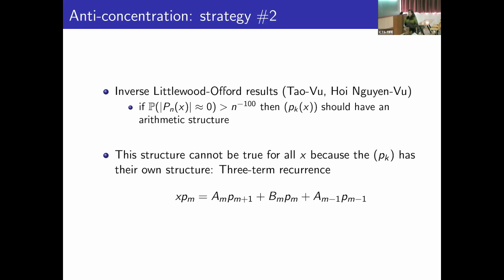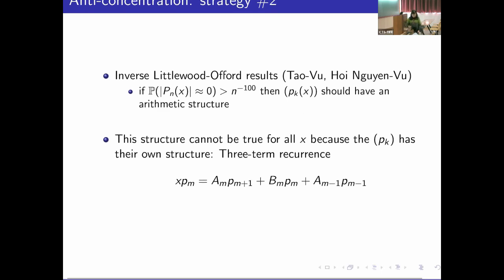This structure actually doesn't go well with the arithmetic structure. So we try to show that these don't go together. And that will allow us to show that there must be some x in our interval such that it has a good anti-concentration probability.